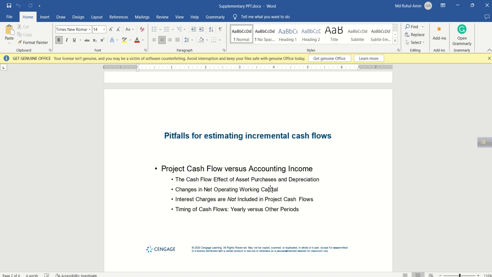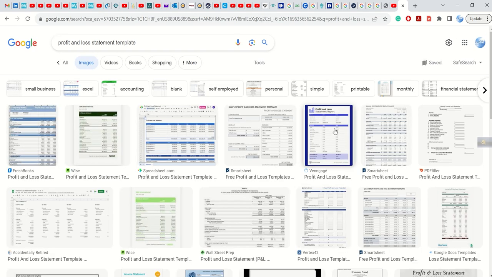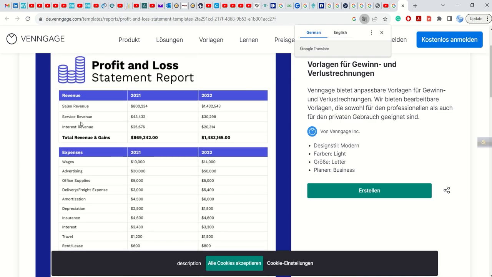Rather, we use some portion of the total value as depreciation in our profit and loss account. So if we ignore this depreciation in our cash flow estimations, again our cash flow estimation would be wrong. Let me give you one example, a traditional profit and loss account. If I open it, see, sales revenue plus service revenue, interest revenue, meaning these are the income, and then the expenses: advertising, office, delivery, depreciation.